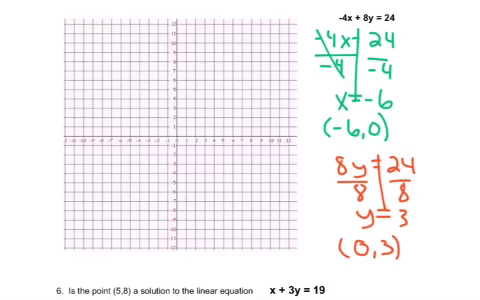So now let's plot them. -6 on my x-axis and +3 on my y. And then make sure you draw a straight line through your data.